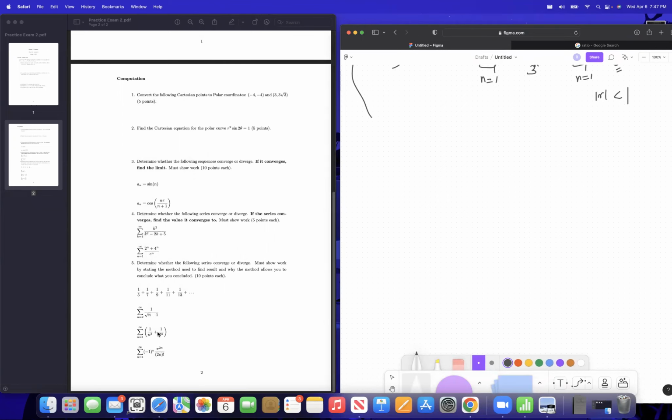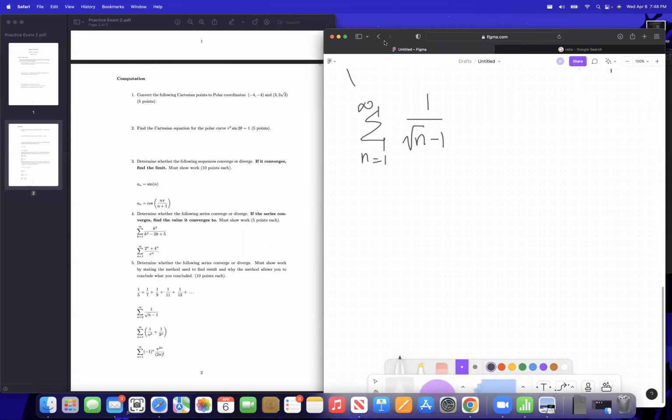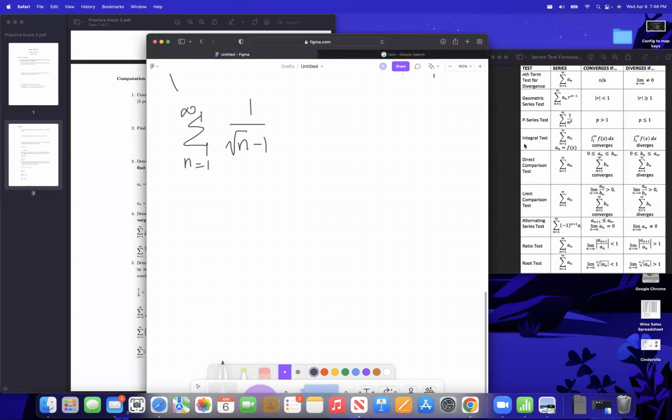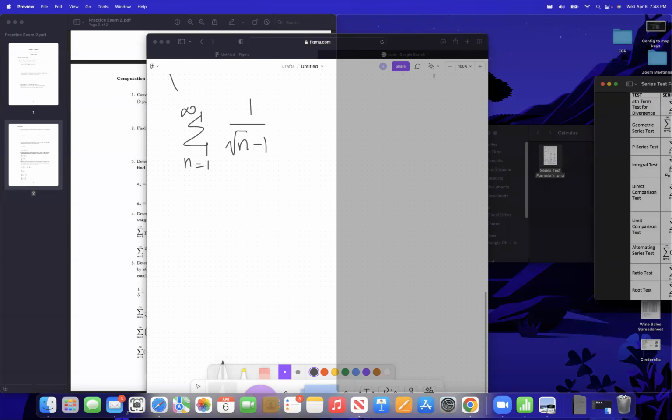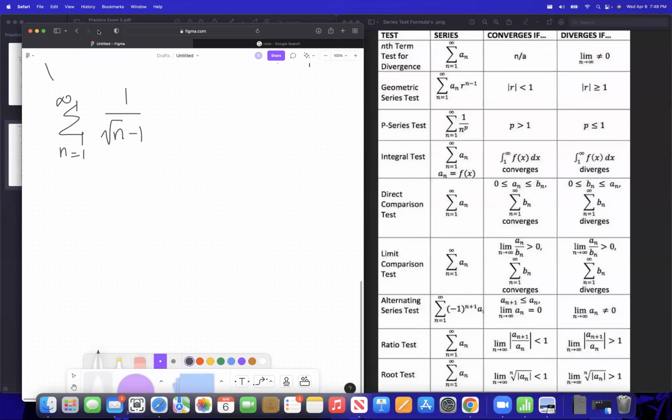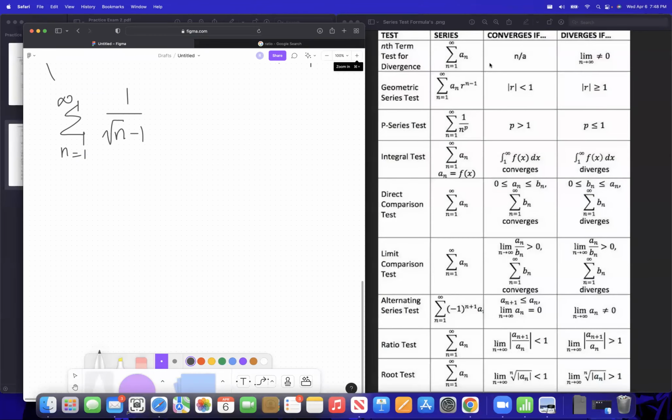Let's look at this one here. So this is 1 over the square root of n minus 1. So this is a good contender for the comparison test. And you're just looking at this, right? How did I know that? Well, the idea here is, okay, it's not geometric. It doesn't have anything to the n power. It's not a P series. It's not just something like this.